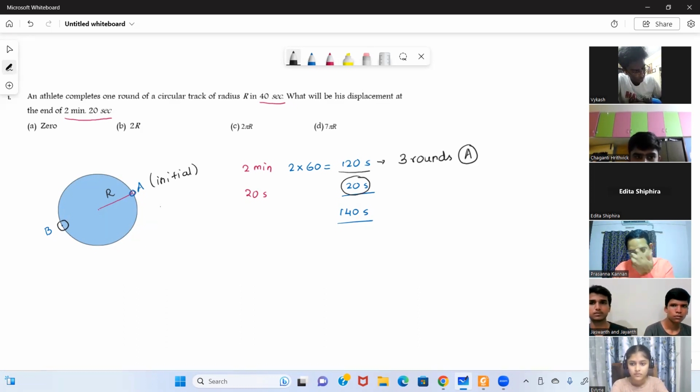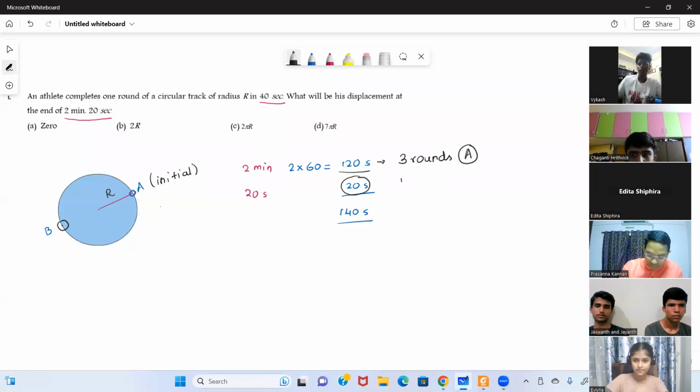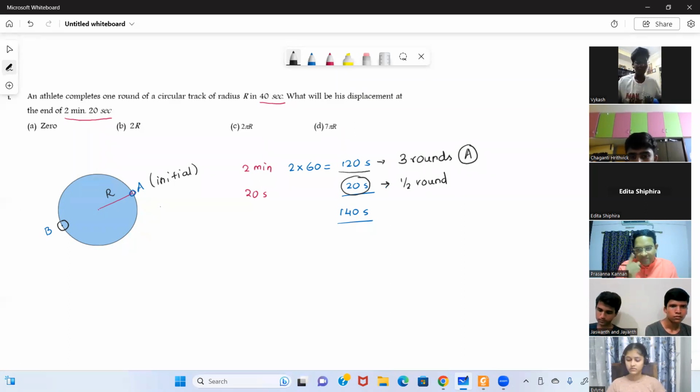After 3.5 rounds, do you understand that? First round 40 seconds, second round another 40 seconds, third round another 40 seconds, that is 120 seconds. 20 more seconds is remaining, so he'll complete another half. So he has completed 3.5 rounds totally. If he completes one round, he will reach back point A.